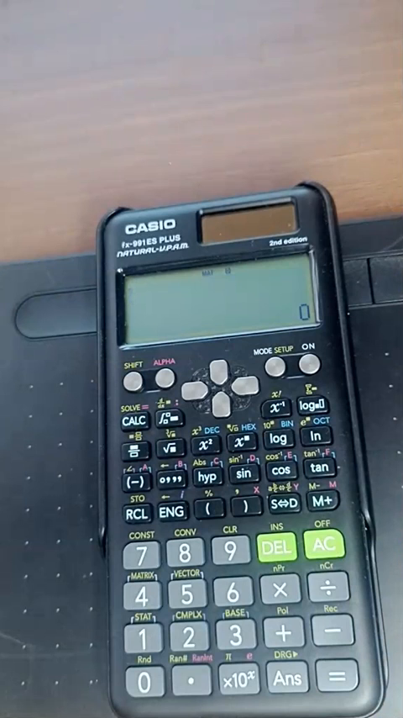Catch me in the next video where I will review some other key elements whose functionality is essential when we talk about this Casio FX-991ES Plus, which is the standard scientific calculator for those in mathematics, physics, chemistry, and even biology. See you in our next video.